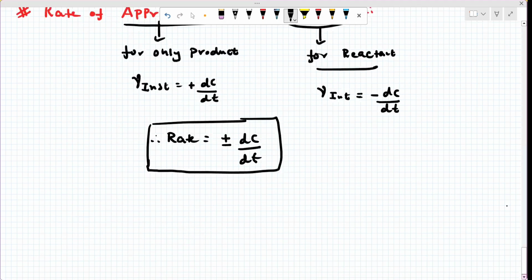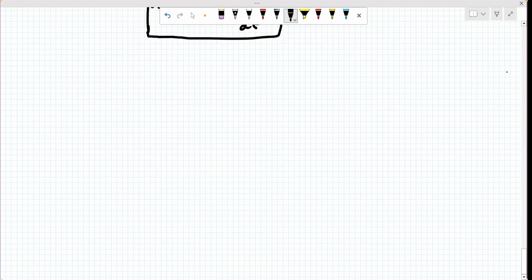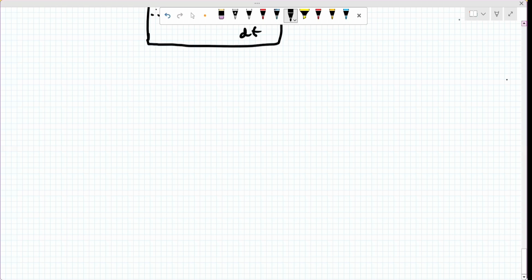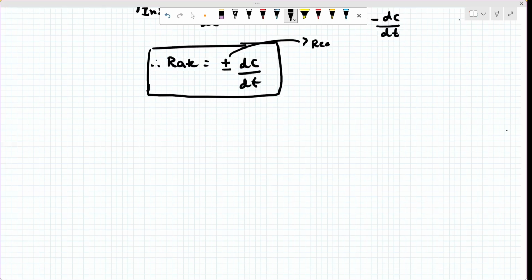Now, for the reaction, listen. The plus sign is for product. The negative sign is for reactant.